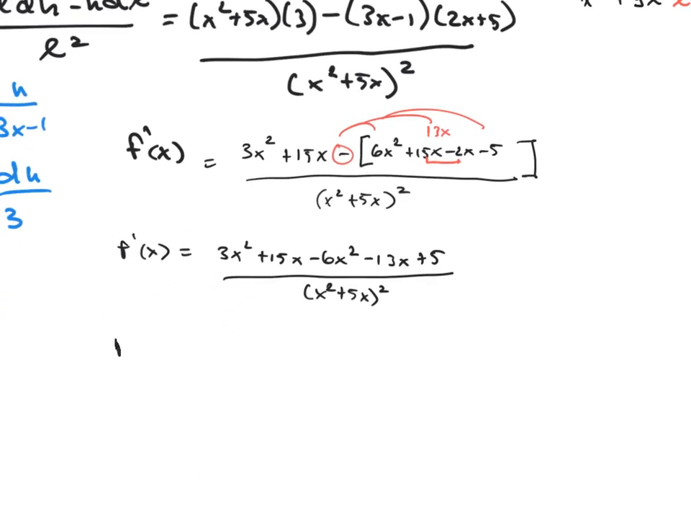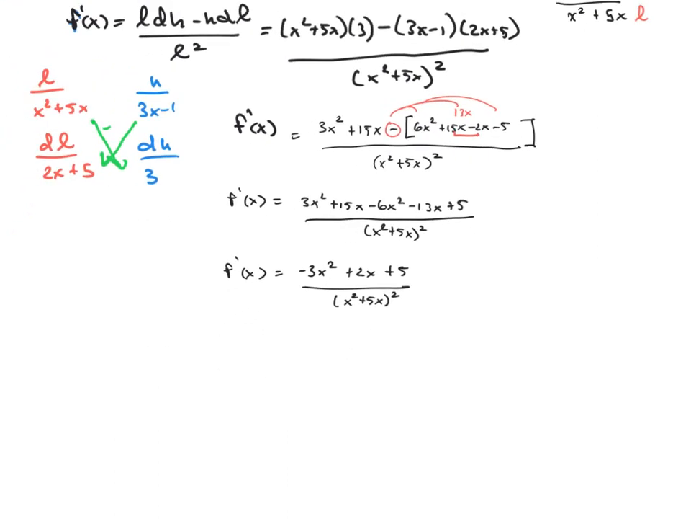One last step of simplification here to clean it up, just combining like terms in the numerator. 3x squared minus 6x squared is a negative 3x squared. 15x minus 13x would be plus 2x. Then we have our plus 5. And in the denominator, we have x squared plus 5x quantity squared.